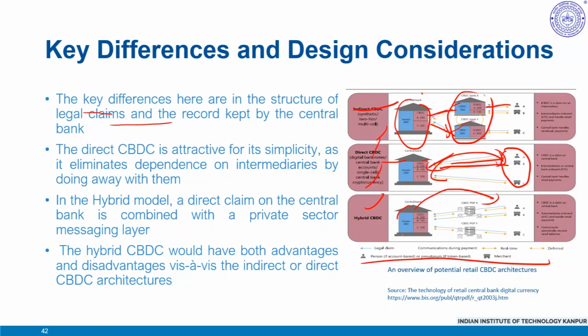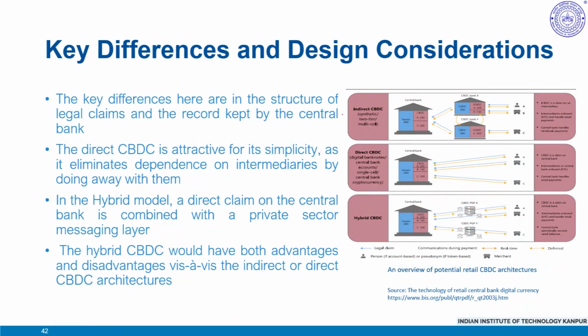The hybrid CBDC model shown here is an intermediate solution providing for direct claims on the central bank. So these customers have a direct claim on the central bank, but the intermediaries are handling the payments and transactions, KYC norms, and so on. Let us examine this in more detail.